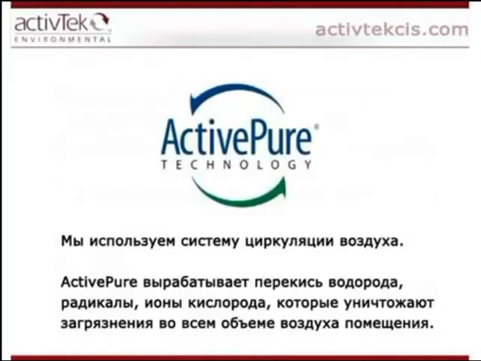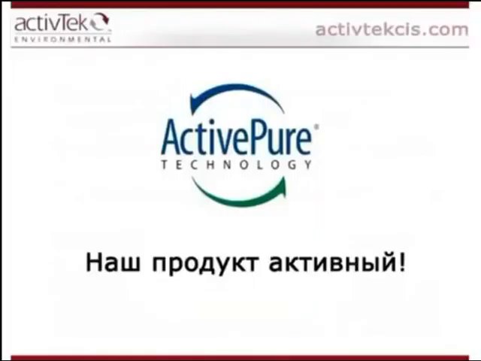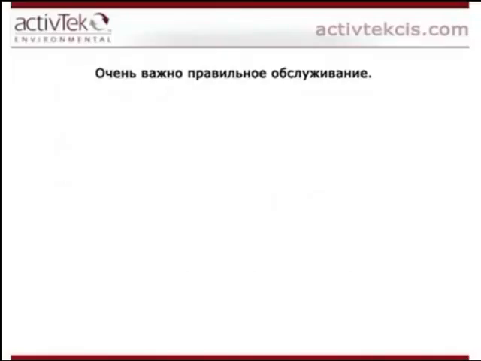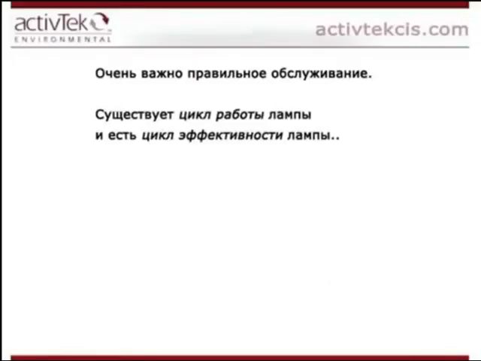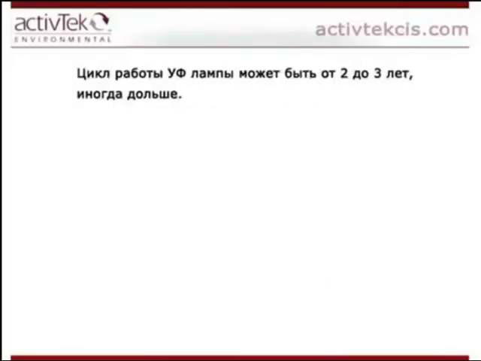You have the bulb operating life and you have the bulb efficacy life. While these may sound the same, they're very different. A UV bulb, whether it's ours or our competition's, can last 2 years, 3 years, sometimes even longer. But because the bulb is on, and you can see the purple light, does not mean that it's effective in doing its job. UV bulbs begin to lose their effectiveness from the moment they're turned on. And this is any UV bulb. Ours, our competition's, any bulb you find on the market.